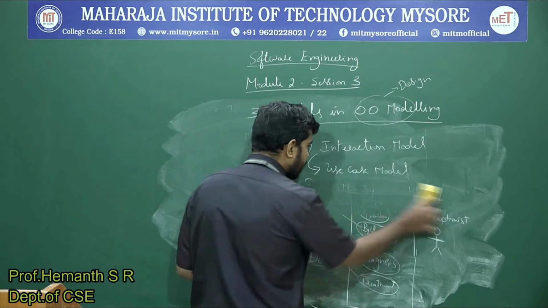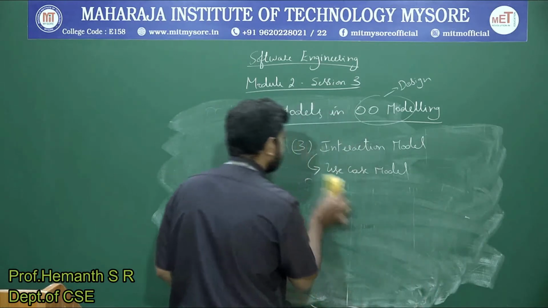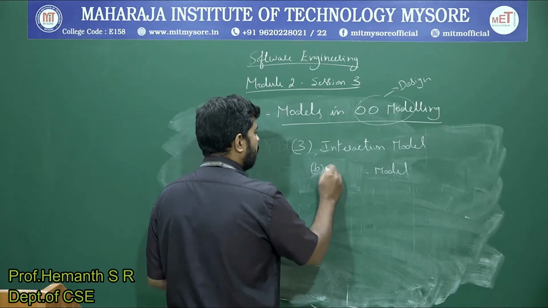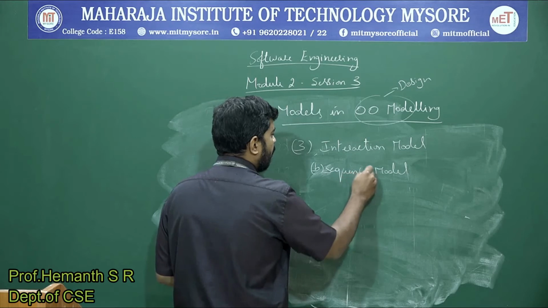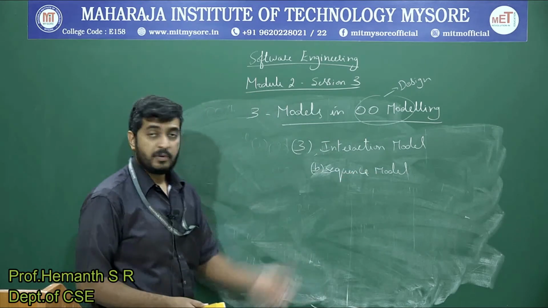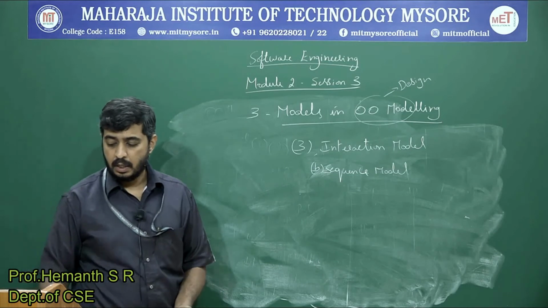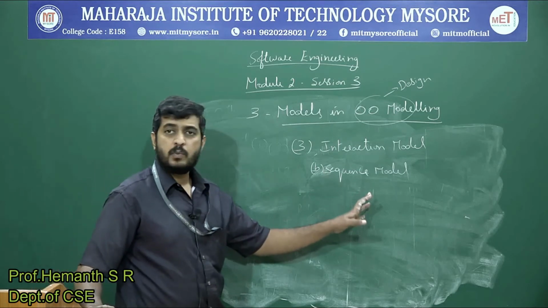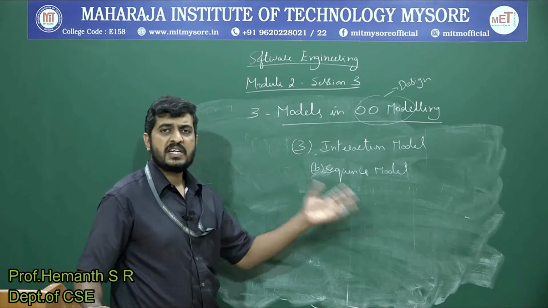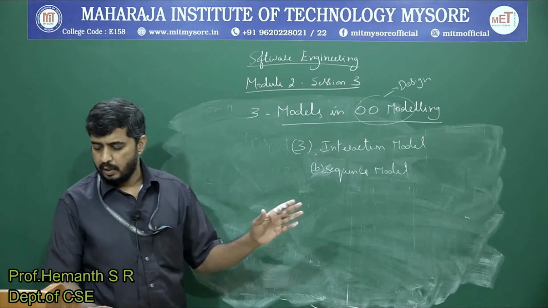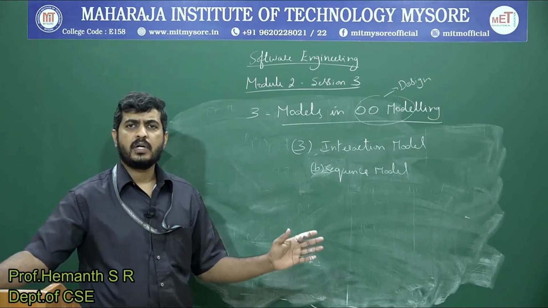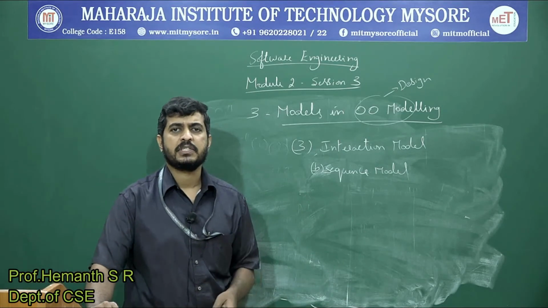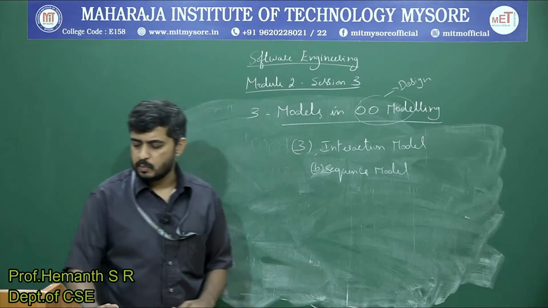The next one is a sequence model. A sequence model is also a type of interaction model, but the point here is, in a sequence model, we depict how the objects are interacting over a period of time. In a time sequence, what interaction is happening with respect to the objects, that is demonstrated in the sequence model.